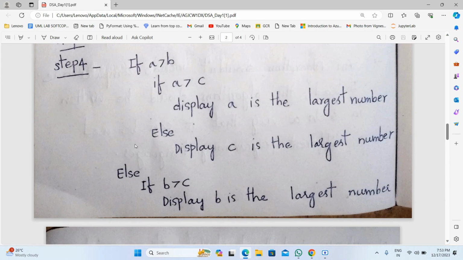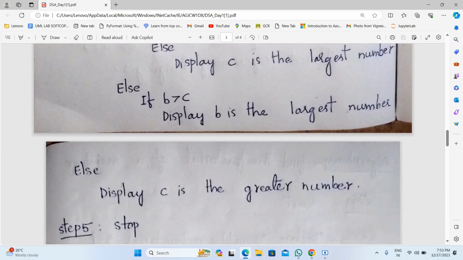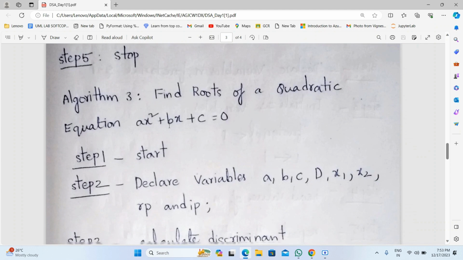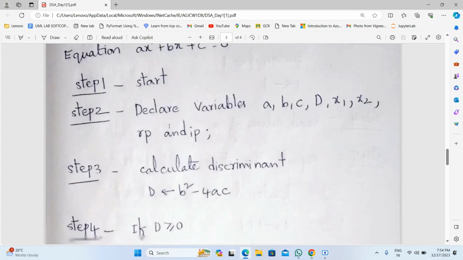For the first written if we are writing else, under that else we are writing again if else. If B greater than C, display B is the greatest number, else display C is the greatest number. And you stop. Third algorithm, finding roots of a quadratic equation ax² + bx + c = 0.